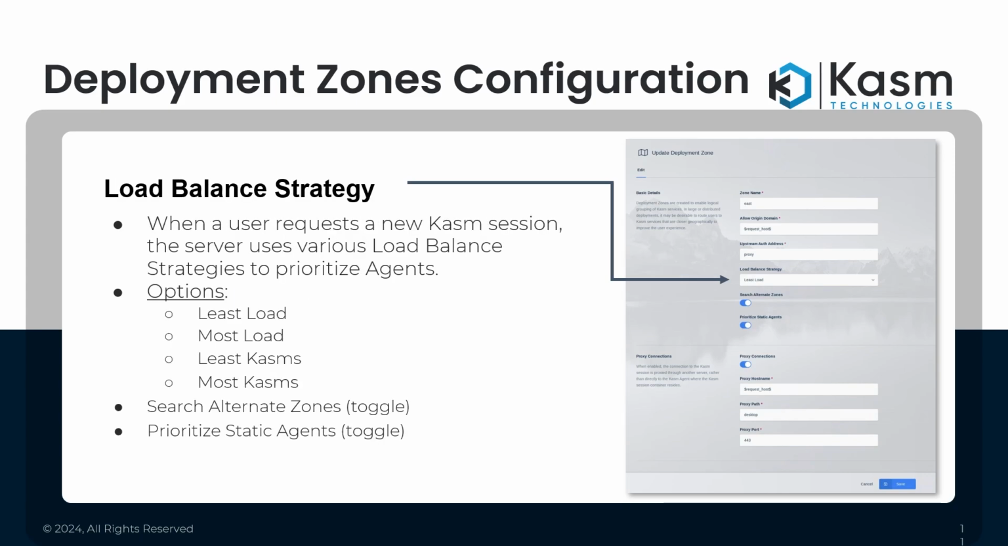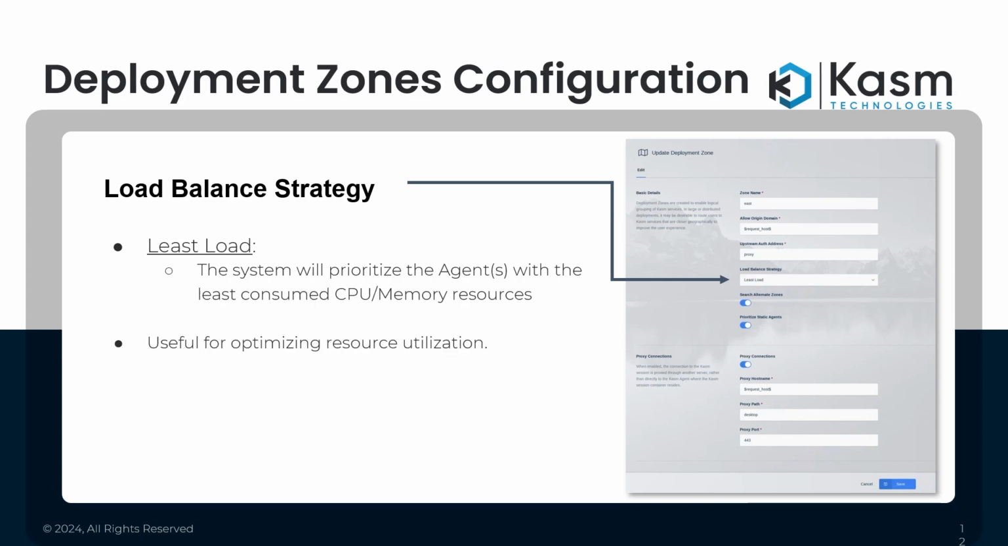The next configurable option is the load balancer strategy. This is the strategy that Kasm will use when a user requests a new Kasm session. There are different options that you can select for this. If you select least load, the system will prioritize the agents with the least consumed CPU/memory resources. This strategy is useful when you want to ensure that sessions are distributed to the least busy agents, optimizing resource utilization.